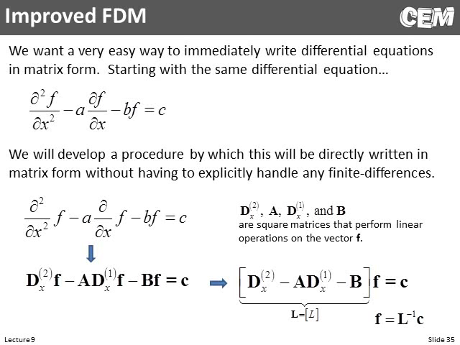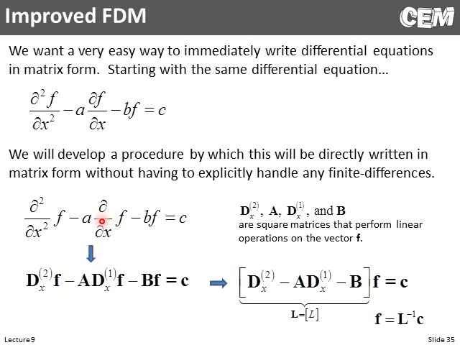Our method, we're going to start with our differential equation, and we can just term by term write everything as a matrix. We immediately know that F is going to be a column vector, so we can immediately write that. This is a linear operation. There's going to be a big square matrix that we will calculate such that if we multiplied this big square matrix times F, we would get another column vector that if we plotted, we would see the second order derivative.